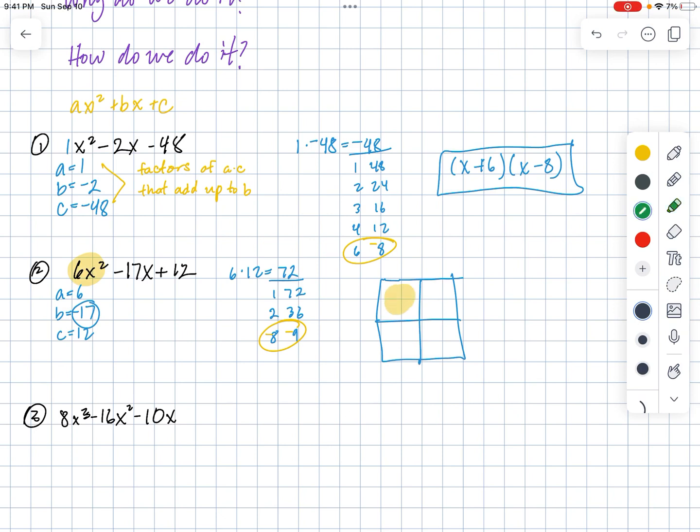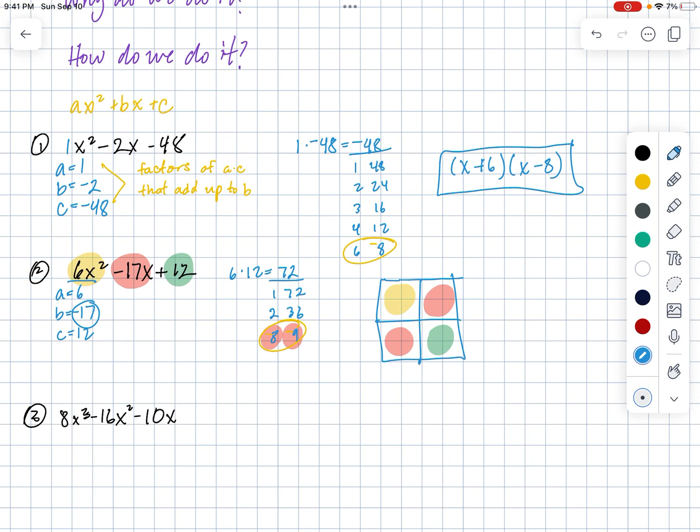I'll just do some highlighting. We're going to write our last term in the bottom right square, and then we're going to split up that negative 17x using the negative 8 and the negative 9 in those 2 spots. So let me talk you through this. I'll slow down here for a second.